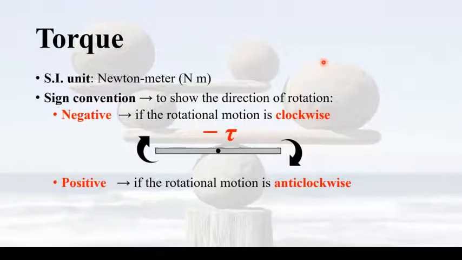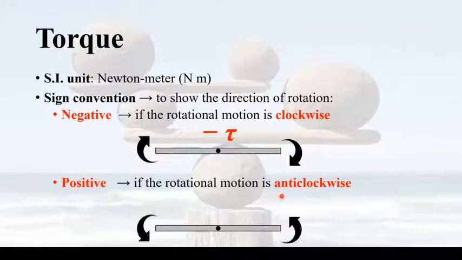Then the value is positive if the rotational motion is anti-clockwise. So this is your object. If it rotates in the anti-clockwise direction, okay, against the directions of a clock, so we call it anti-clockwise, then you are going to have a positive torque.